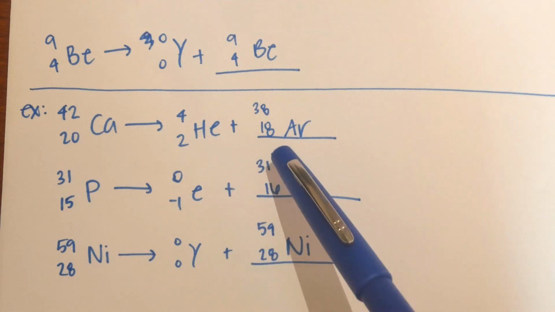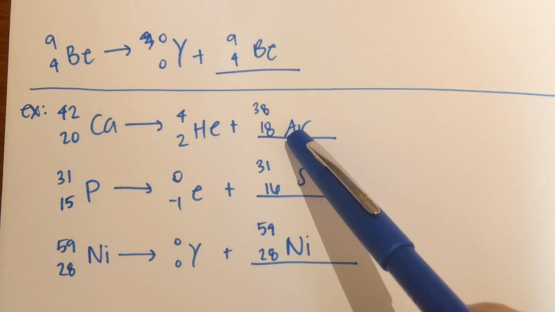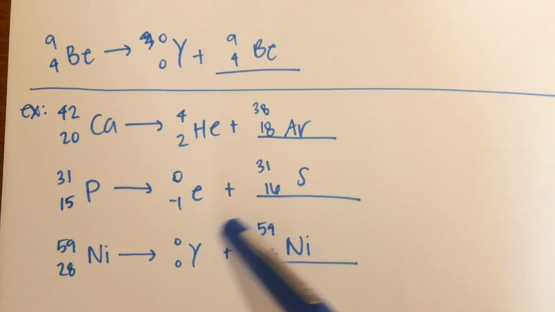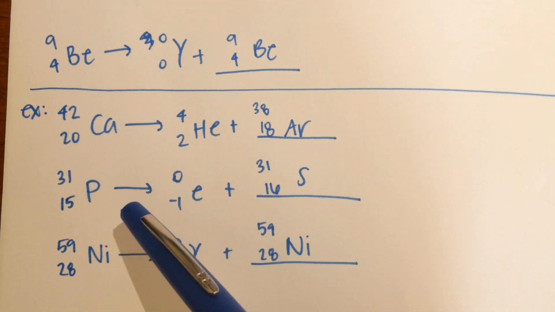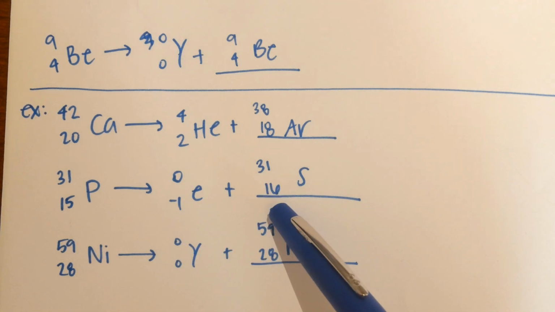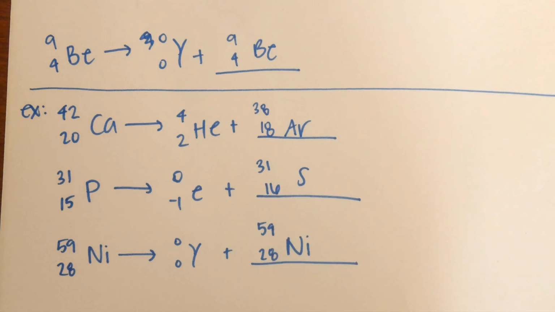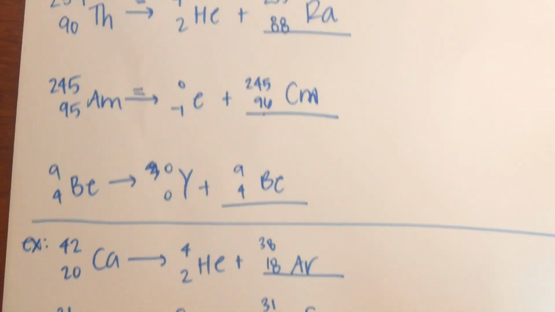Alpha, it changes to, or it produces argon. And with the beta, again, 15 minus -1. So that would be 16, and then 31, the mass doesn't change. And number 16 is sulfur. All right, so that is how to fill in the blank, essentially.